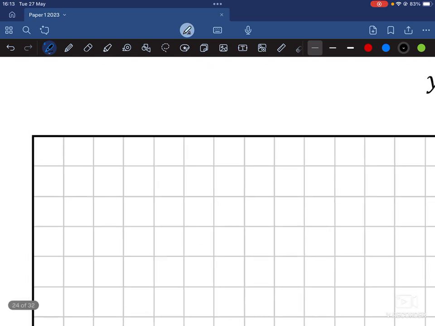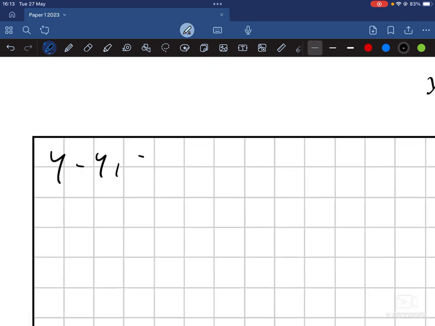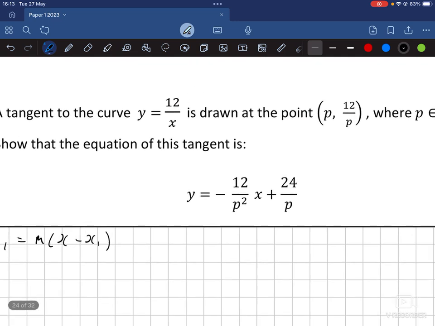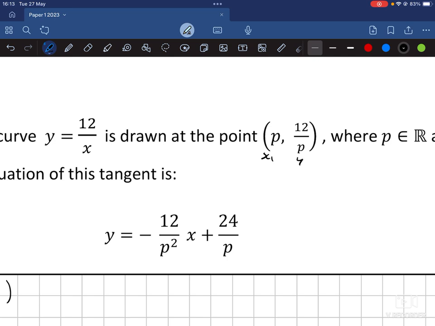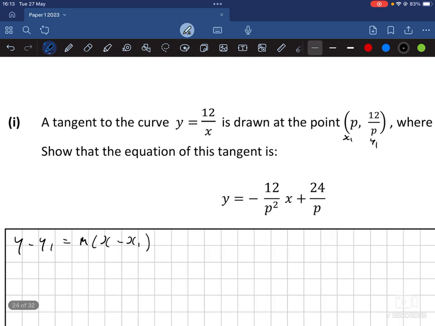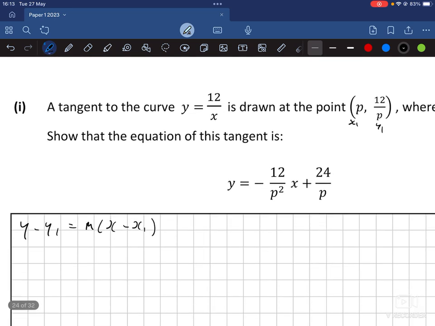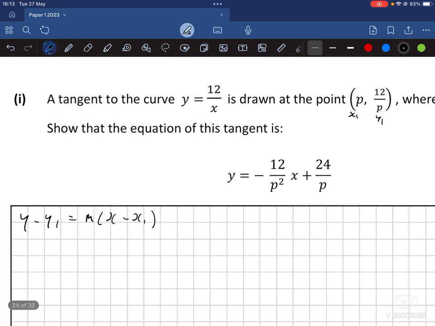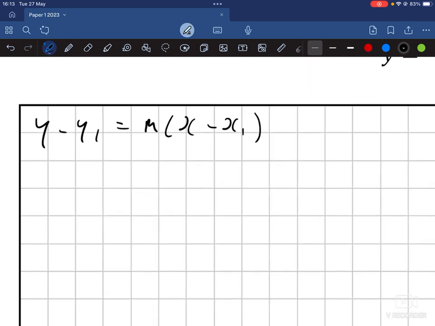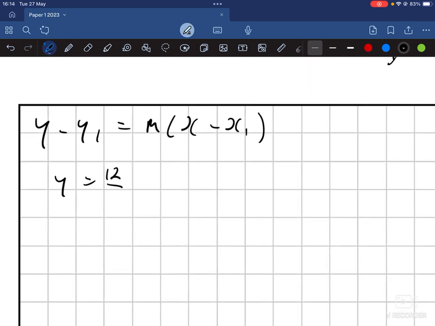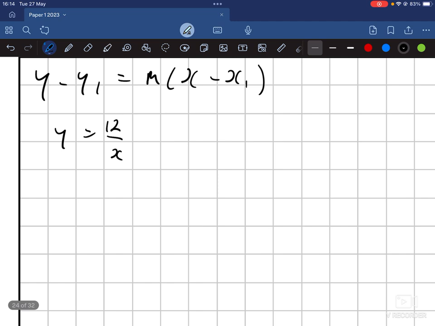So the way I'm going to do this is the equation of a line is given by this here. And I know what the point is. So this is x1, this is y1. All I have to do is find m. So to find m, I find the derivative and stick in p. So y is 12 over x, so I'm going to differentiate that.